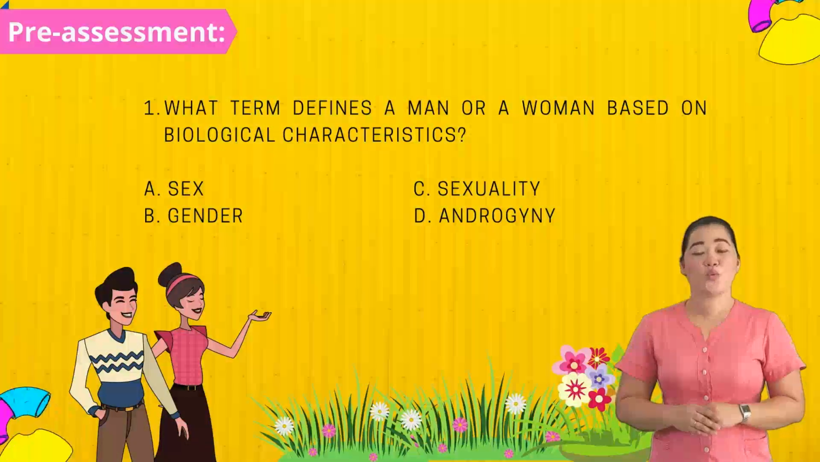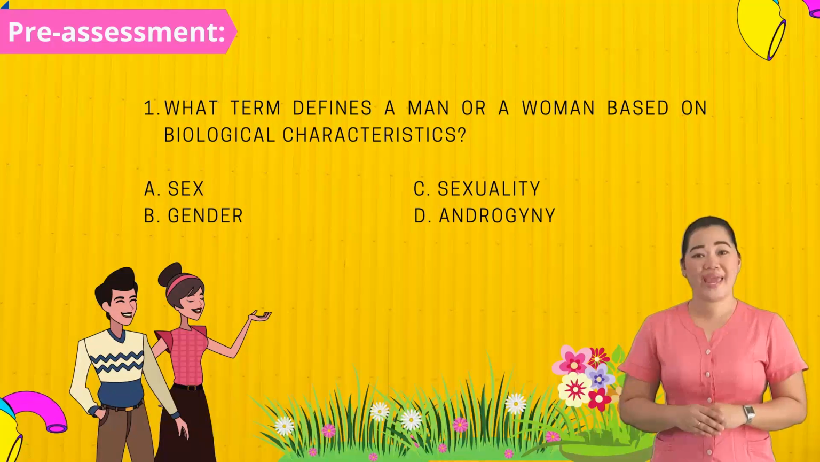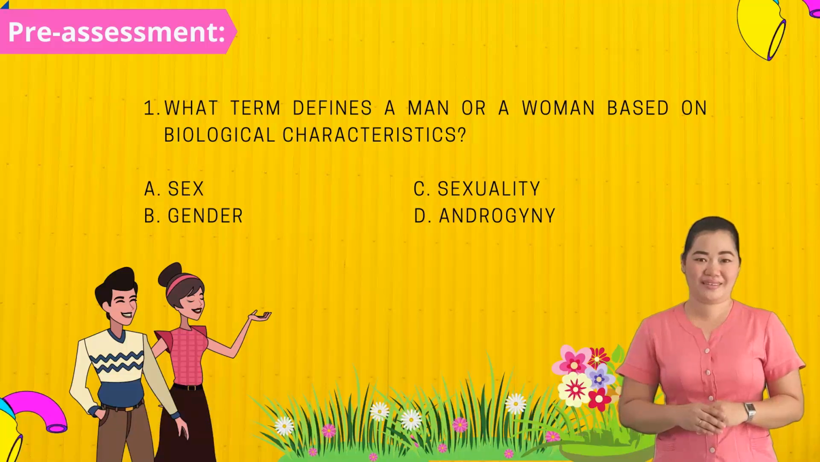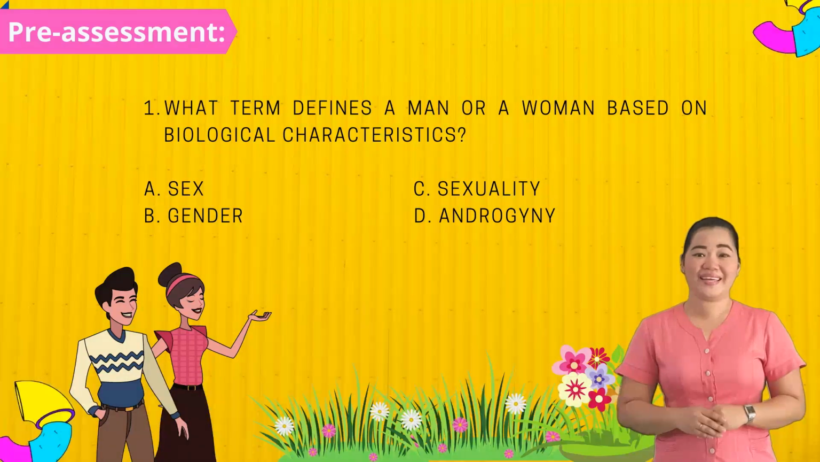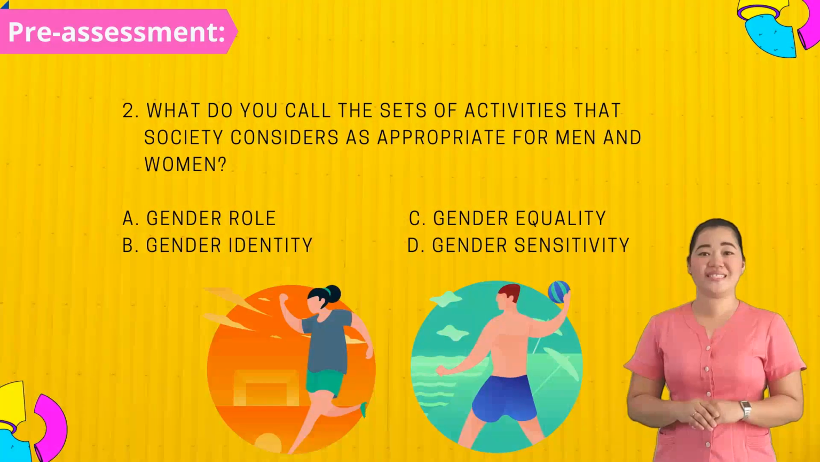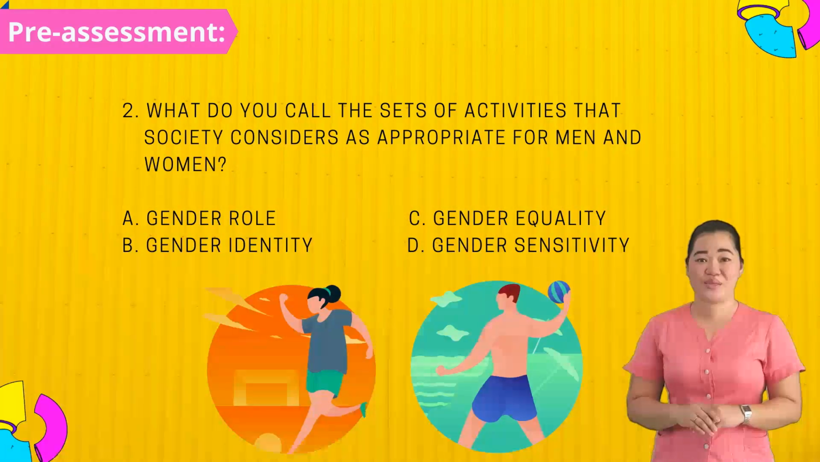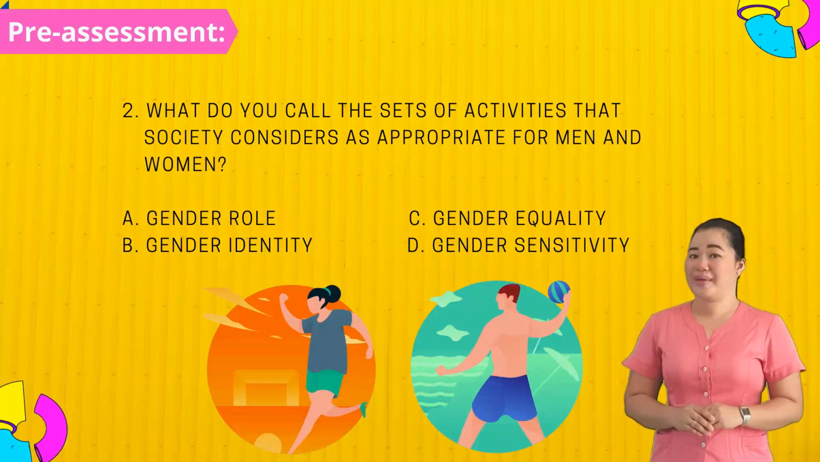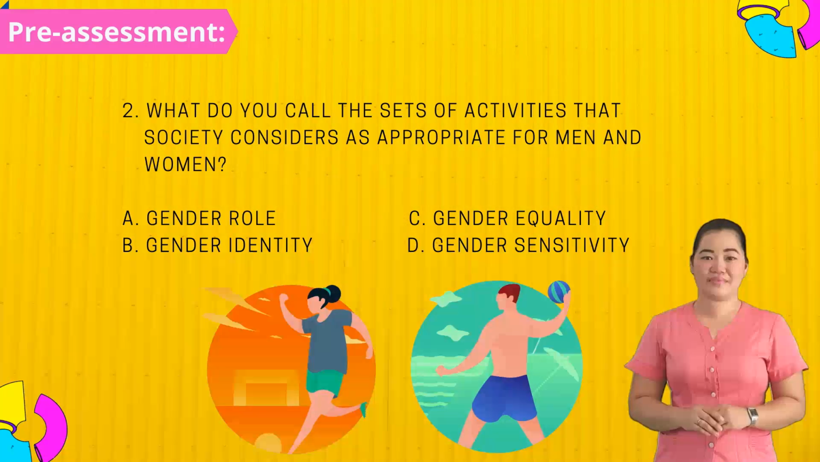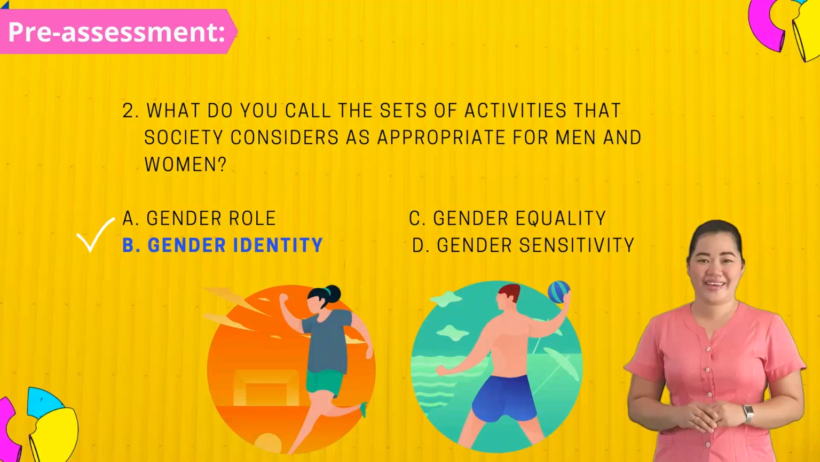Number one question. What term defines a man or woman based on biological characteristics? A. Sex, B. Gender, C. Sexuality, or D. Androgyny? The answer is A. Sex. Number two, what do you call the sets of activities that society considers as appropriate for men and women? A. Gender role, B. Gender identity, C. Gender equality, or D. Gender sensitivity? The answer is B. Gender identity.